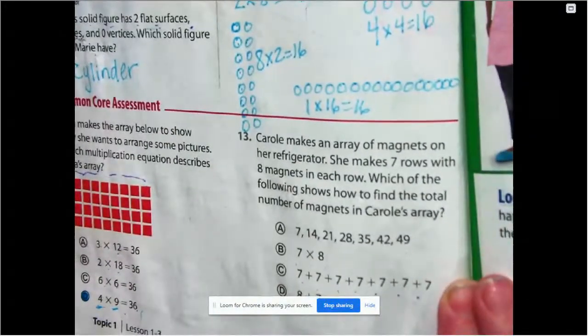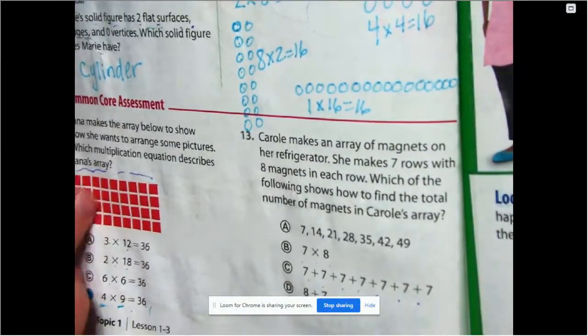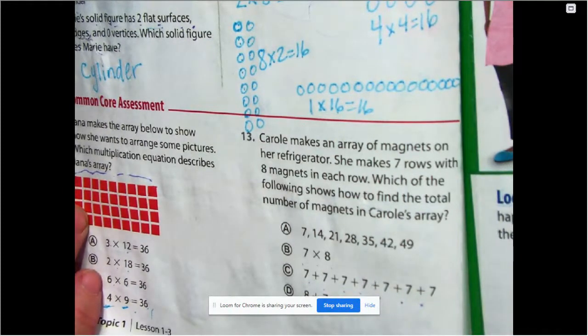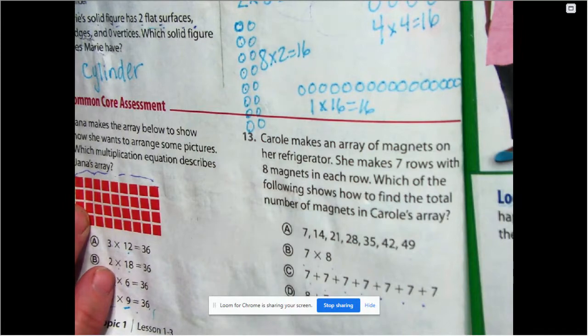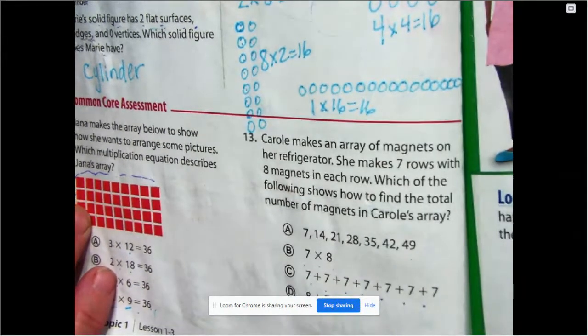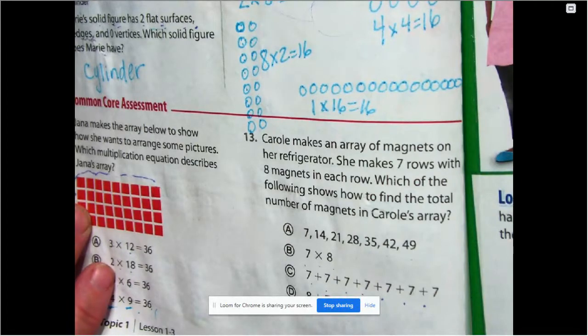Number 13, Carol makes an array of magnets on her refrigerator. She makes 7 rows with 8 magnets in each row. Which of the following shows how to find the total number of magnets in Carol's array? Okay, she has 7 rows of 8 magnets in each.